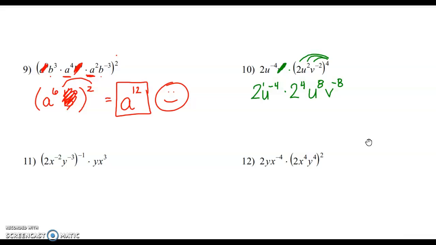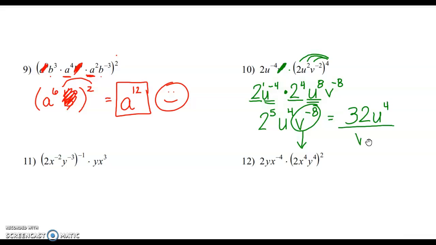I know this 2 has an exponent of 1, so when I multiply like bases, 2 to the 1st times 2 to the 4th is 2 to the 5th. U, I've got u's here and here, so negative 4 plus 8 is 4, and then I have the v to the negative 8. Well, I move my negative exponents. 2 to the 5th is 32, u to the 4th, over v to the positive 8.